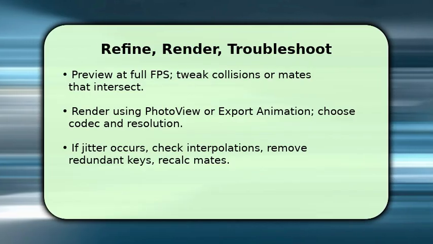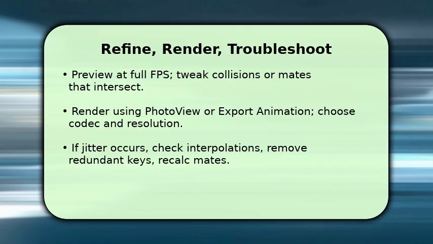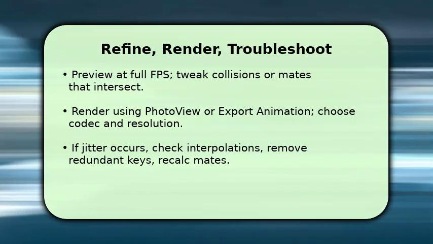If you see jitter or sudden snaps, make sure the interpolation type is smooth, remove redundant or overlapping keys, and recalc mate limits. Finally, rerun the preview. A stable preview usually means your render will be clean. Adjust quality.